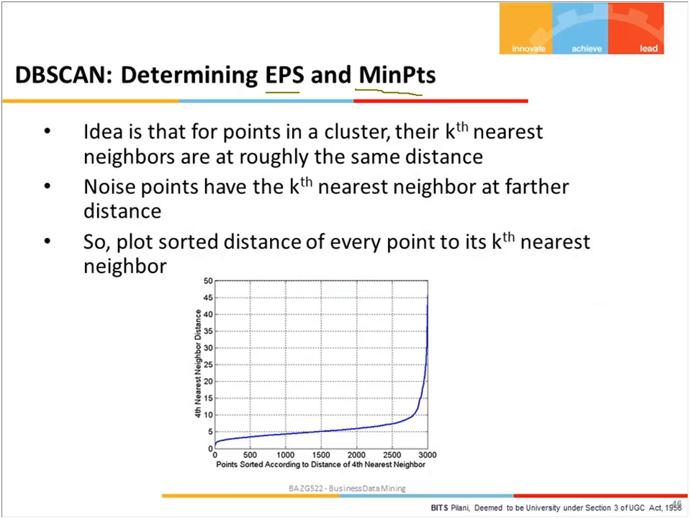Generally what is done is that you plot the kth nearest neighborhood distance. So you sort the points in the order of increasing distance, and you can plot this. You can see that more and more points get covered when you increase the kth nearest neighborhood distance. So accordingly, you can choose the epsilon.